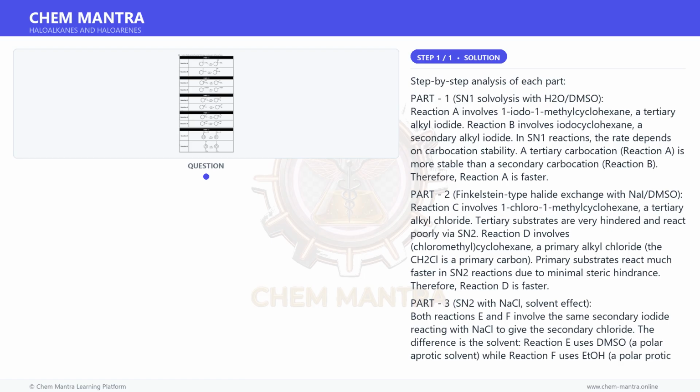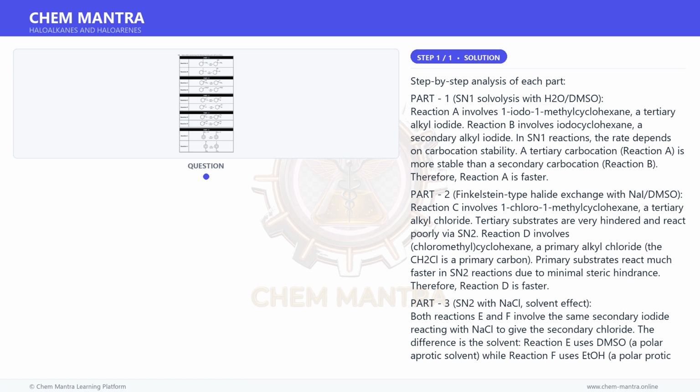Conclusion for each part. Part 1, A: tertiary over secondary in SN1. Part 2, D: primary over tertiary in SN2. Part 3, E: DMSO polar aprotic over ethanol polar protic for SN2. Part 4, G: iodide is a better leaving group than bromide in SN2. Part 5, I: Finkelstein, NaCl less soluble in acetone drives reaction I forward faster.